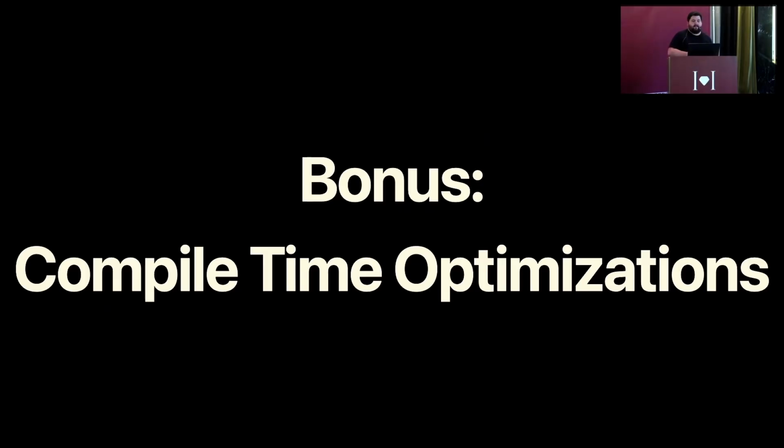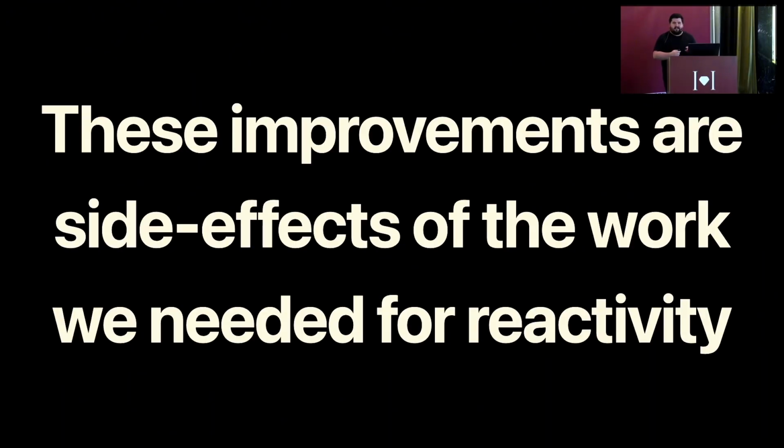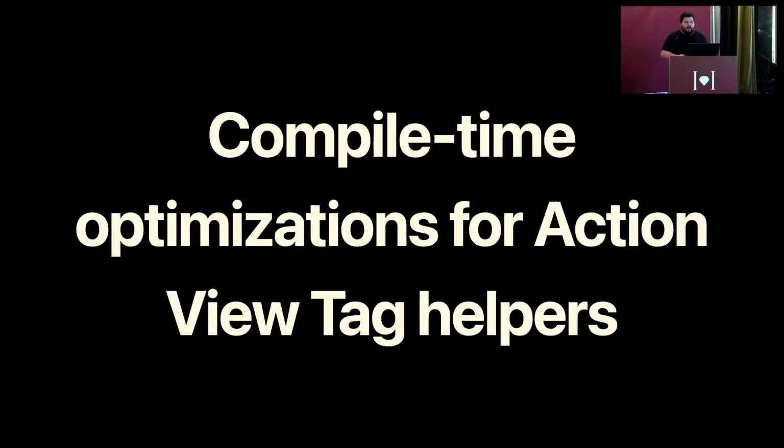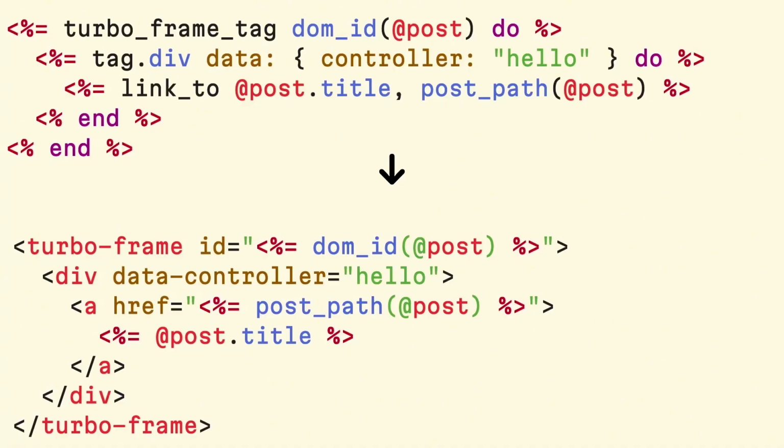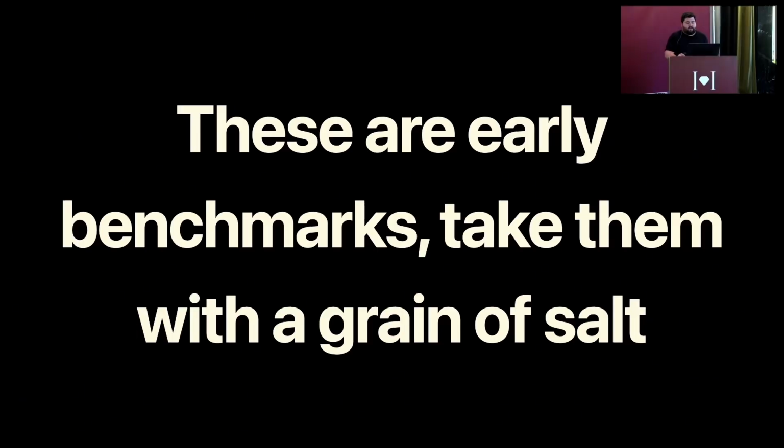And as a bonus here, we can also do some compile time optimization now, which is funny because these are just side effects, because we want to make reactivity work. But now they also improve the performance of this whole thing. One of them is these compile time optimizations for these tag helpers, which I mentioned earlier. Since we are having these templates and translating them into other formats, instead of compiling the top version, we compile the bottom version, which means there's less Ruby, so it's going to be faster. And there are some early benchmarks here, but there is some performance to be gained.